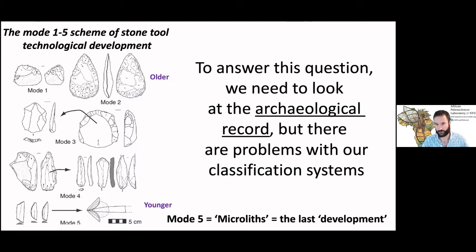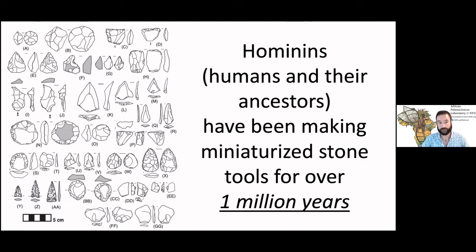Now, this might seem intuitive, that the most advanced thing comes last in the sequence. That's kind of normal for human thinking about trends through time. But there are many problems with this kind of classification system that might not be obvious on the surface. The first is that hominins, humans and our ancestors, have been making miniaturized stone tools for over a million years, if we actually look at the evidence.